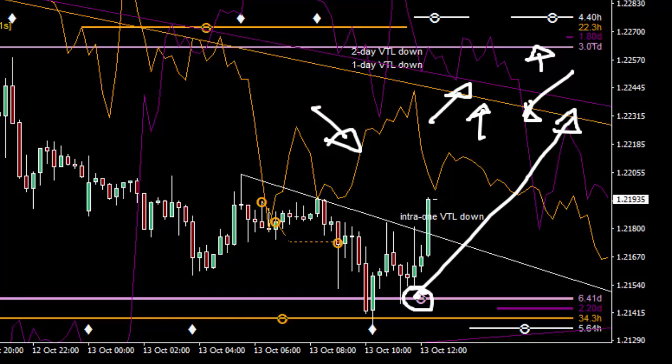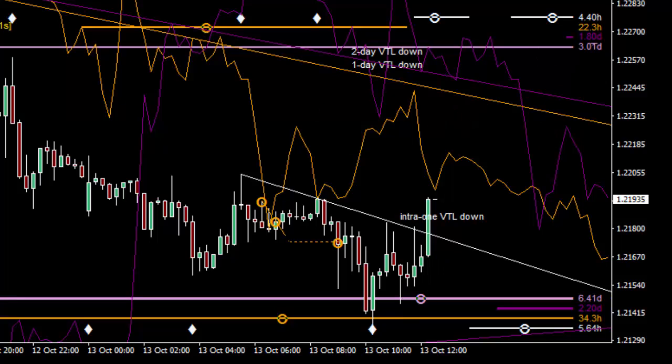So that's great. I'm expecting price to bounce out of this 5-day cycle trough and head up towards the 5-day cycle peak, which still lies in the future. It's off the chart to the right. That's my expectation. Let's take a look and see what happened a little later.